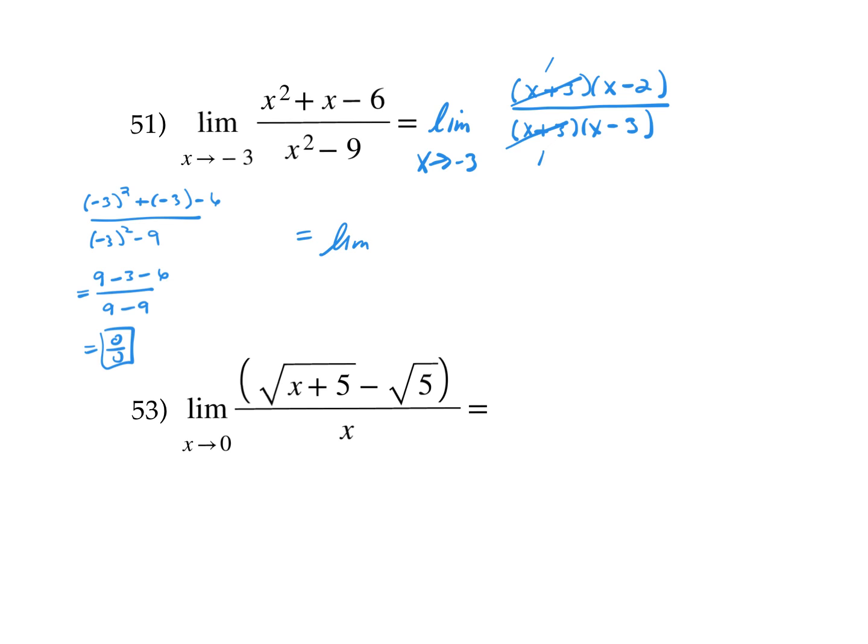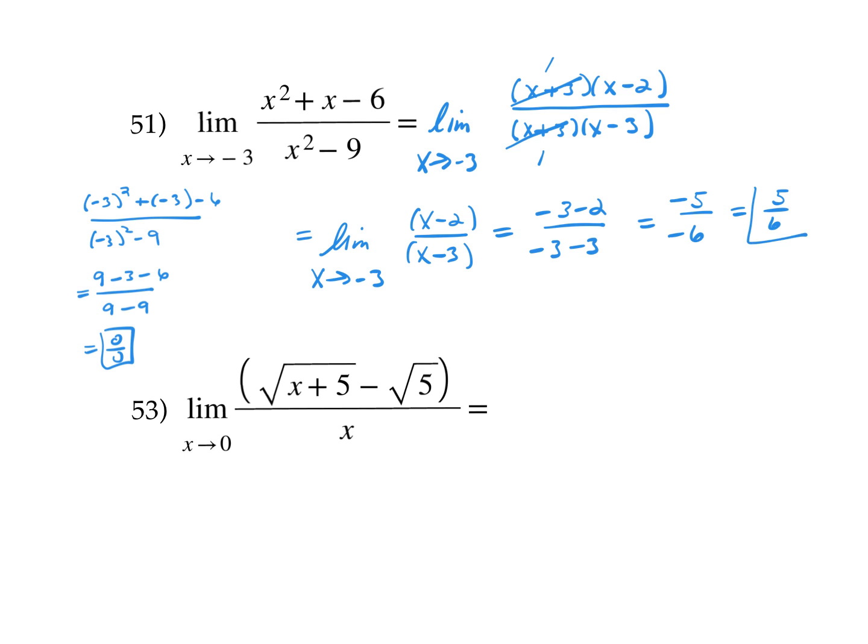That leaves us with a limit as x approaches -3 of x minus 2 over x minus 3. Okay, now try your direct substitution. And we get -3 minus 2 over -3 minus 3. That gives us a -5 over -6. And that reduces to 5 over 6. And that's our limit.